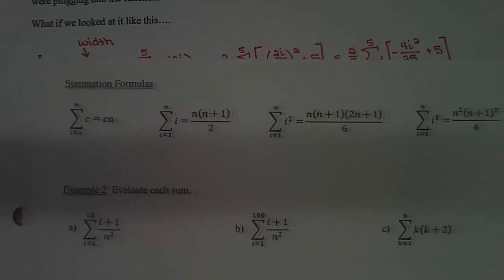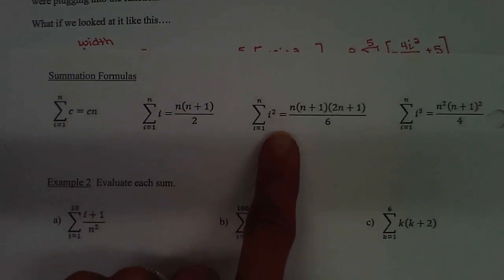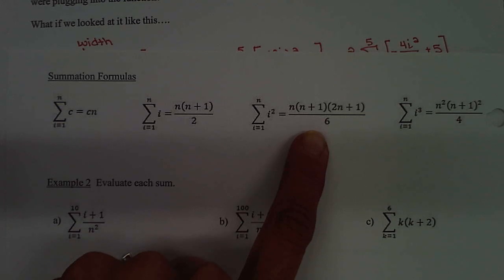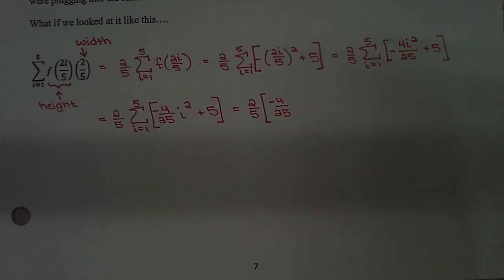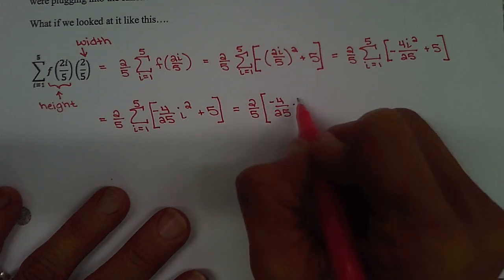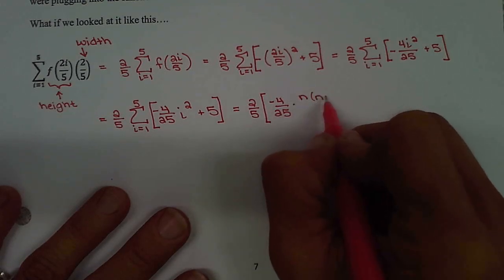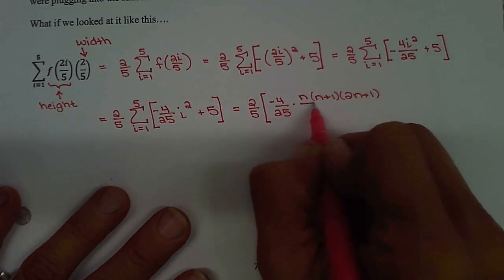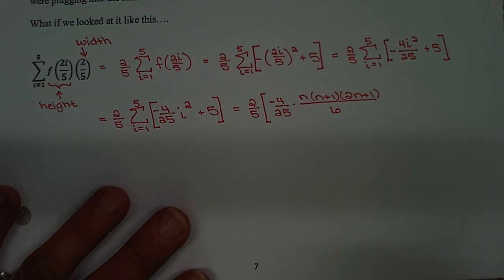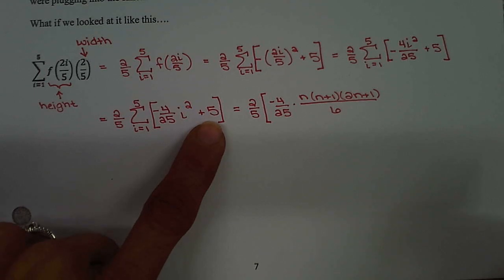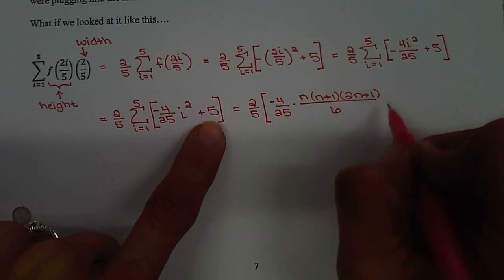So here were our notes from yesterday in our formulas. i squared is an n times an n plus 1 times a 2n plus 1 all over 6. So I'm going to replace i squared with this. So this is going to be times an n plus 1, 2n plus 1, all over 6. And then here this 5 follows that constant rule, which just says you take 5 times n.